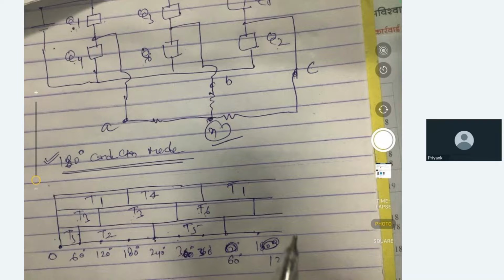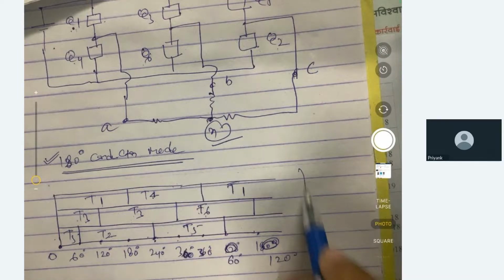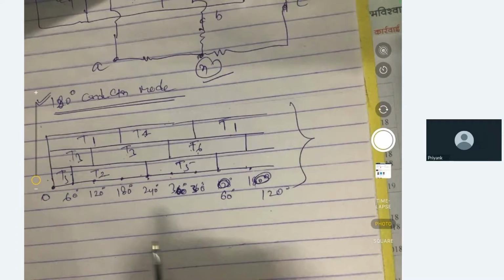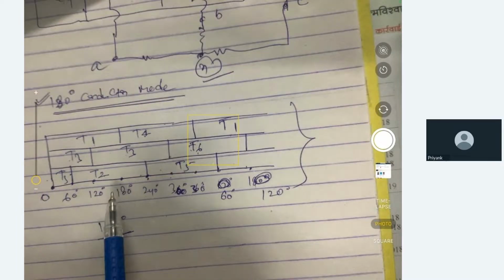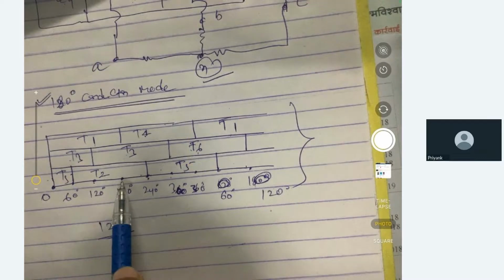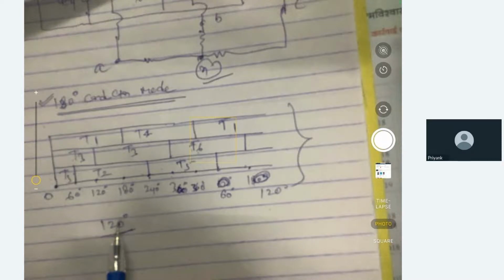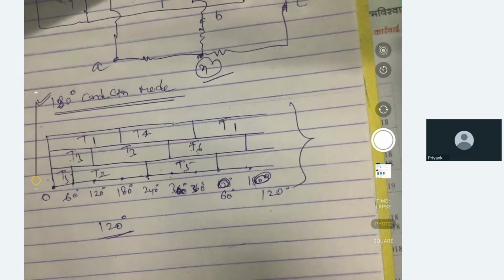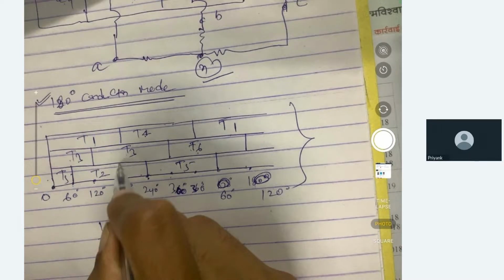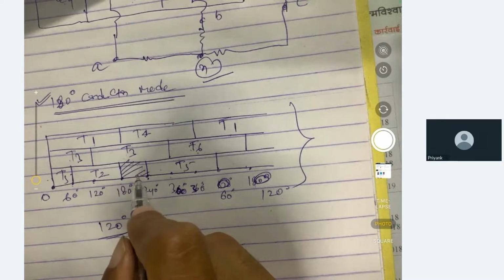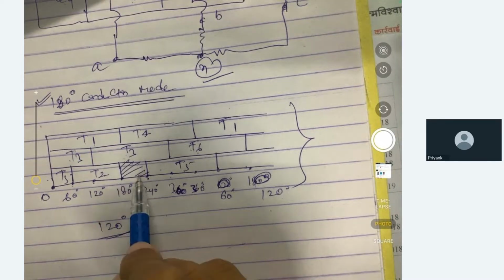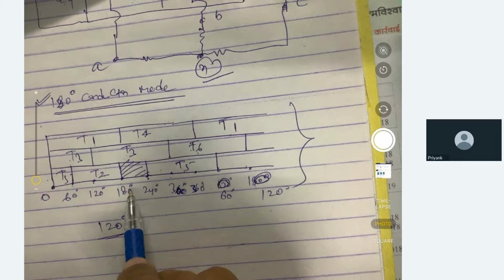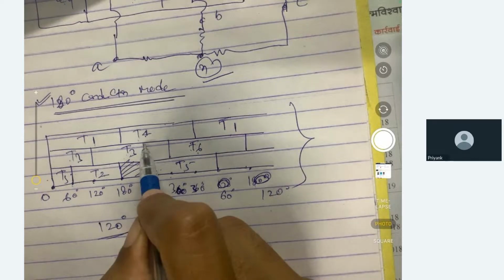This is important because in 120 degree conduction mode there is a slight difference. Each switch is actually conducting only for 120 degrees. So for T2 we are having 60 to 180, and the rest is not. From 180 to 240, T2 is not conducting. T3 and T4 will still conduct, but not T2. Likewise, everywhere we have to reduce by 60 degree.